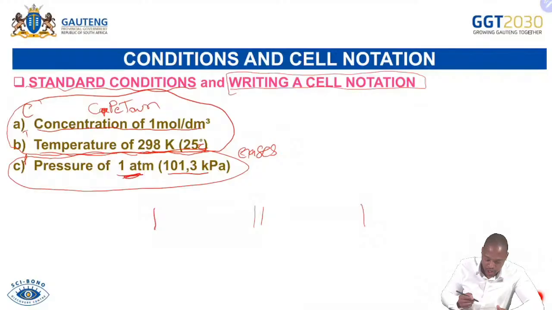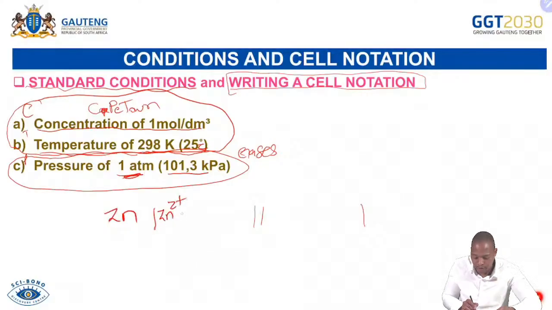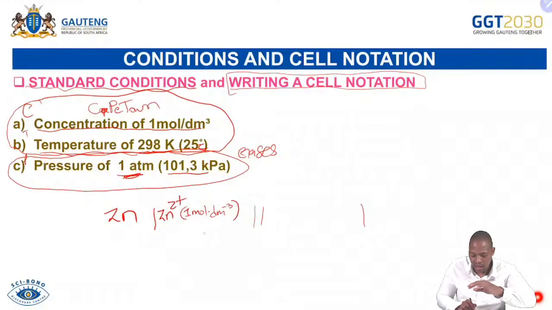Let me show you so that maybe you understand better. What we had was a zinc electrode. What happened to the zinc electrode? The zinc electrode turned into zinc 2 plus, and it fell into a solution of 1 mole per decicubic meter. This must be written as well, but it is not that important. If you don't write this, you will still get your full marks. So it's not that important to write the concentration here. I just like it, okay?